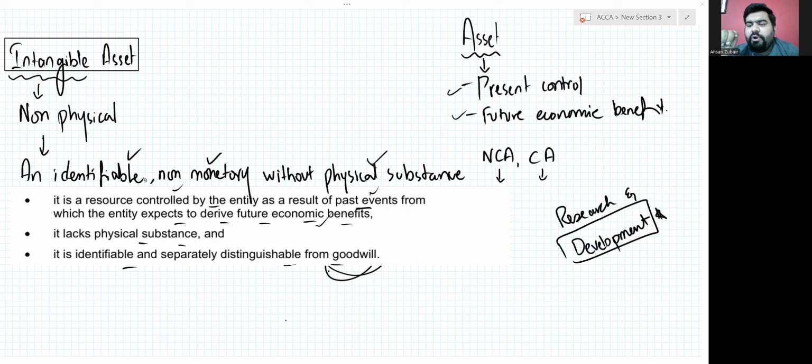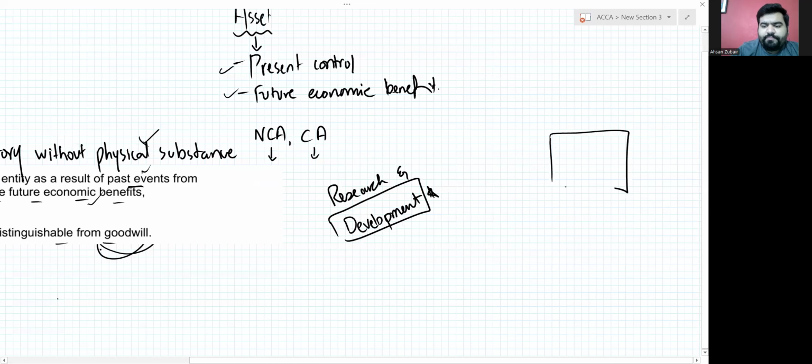Basically, non-monetary is about something that can't be sold separately. What does separately mean? For example, we have a company, and we are doing research and development, a basic example here. We'll study this in detail because this is the main part of our chapter. Sometimes development is an expense, sometimes it's an asset. But assume it is an asset here.